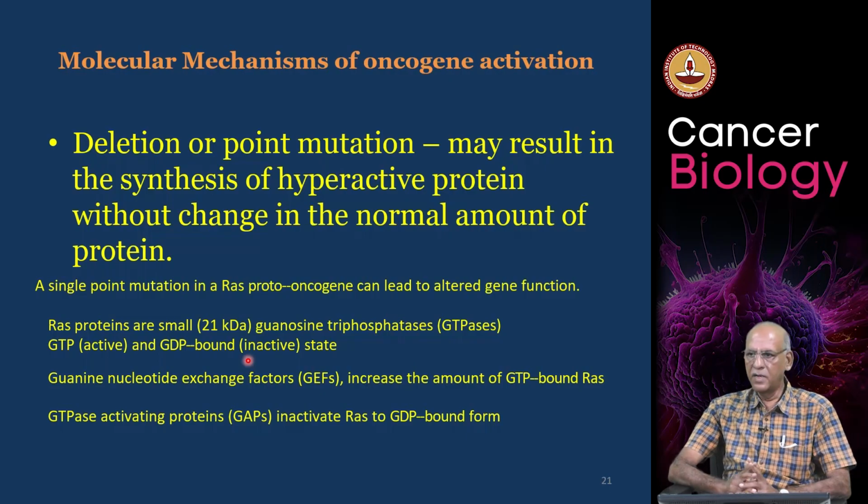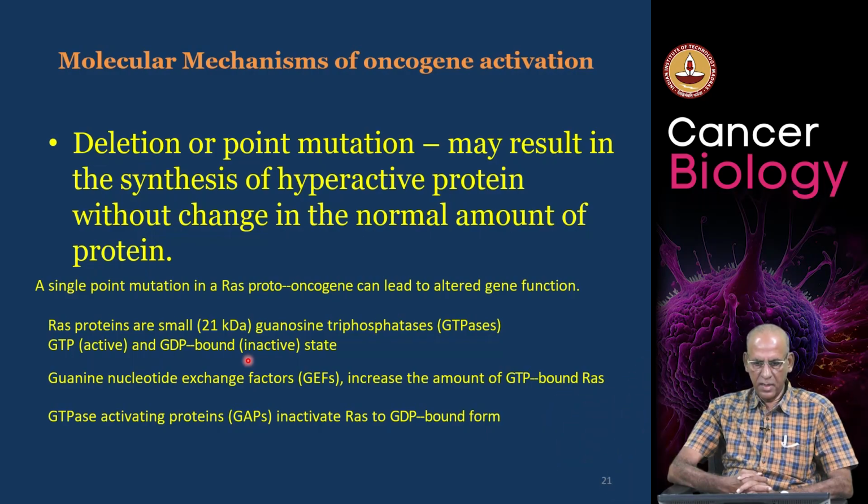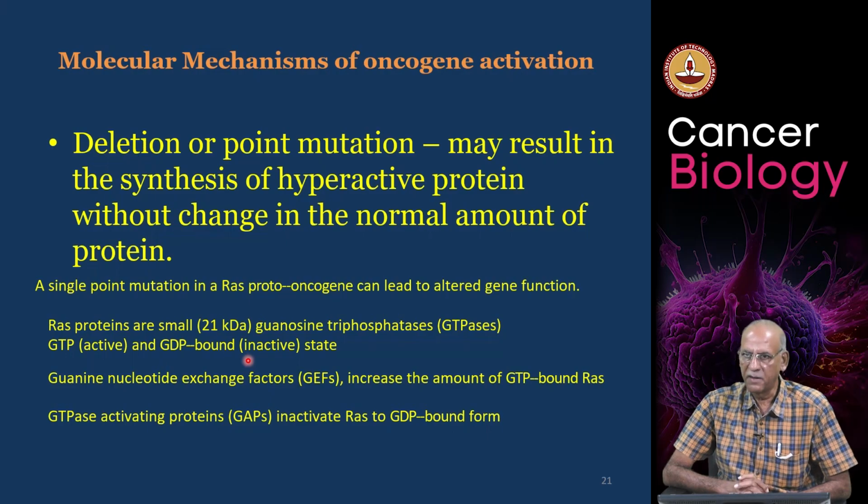Now that we have learnt about the mechanisms, we will have to know certain examples that really happen in many situations. We will go one by one. Deletion or point mutation, this is very famous, may result in a hyperactive protein without a change in the normal amount of the protein. I already told you. A single point mutation in the RAS proto-oncogene is very important. RAS is an oncogene, a very well known and very important one, and it can lead to altered gene function.